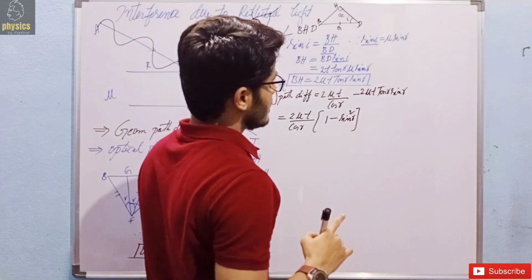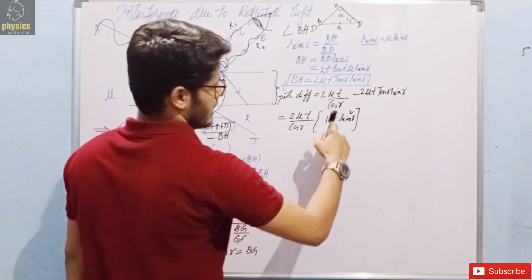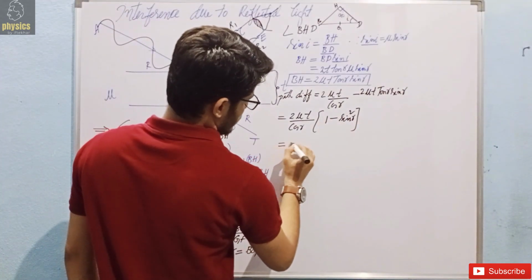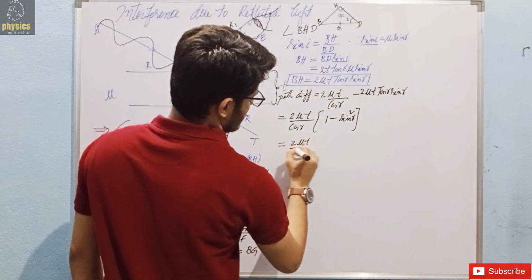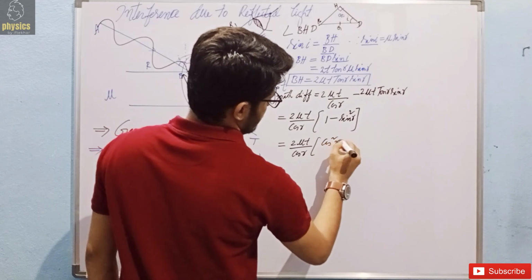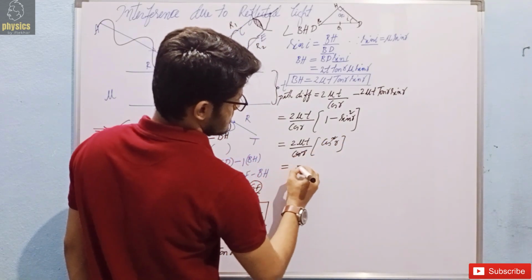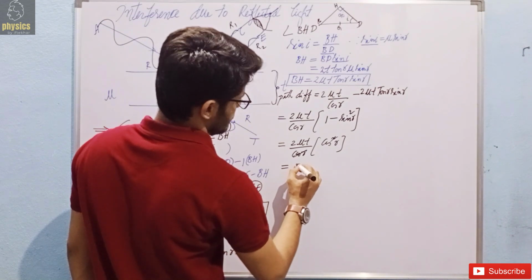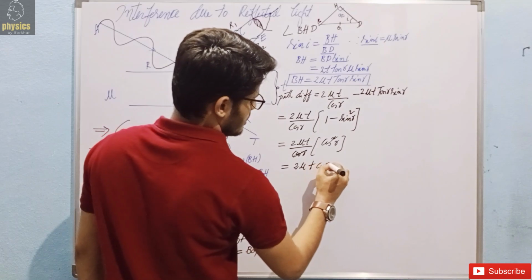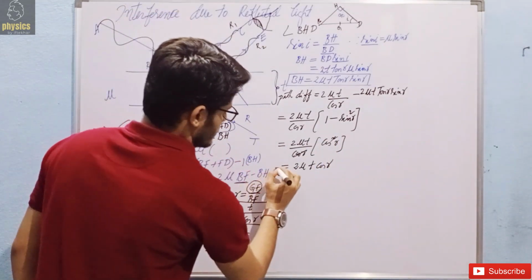So from 1 minus sin square theta is equal to cos square theta, I can write this as cos square R. It will be 2 mu T by cos R times cos square R. One cos R will get cancelled. The optical path difference is 2 mu T cos R. This is the optical path difference.